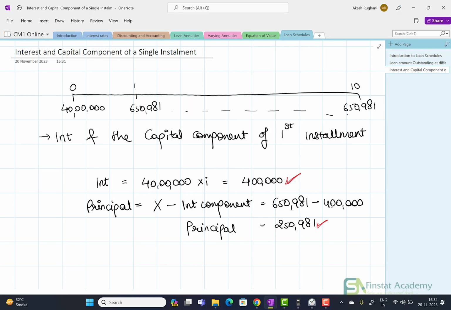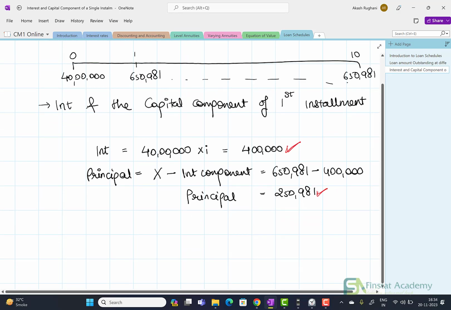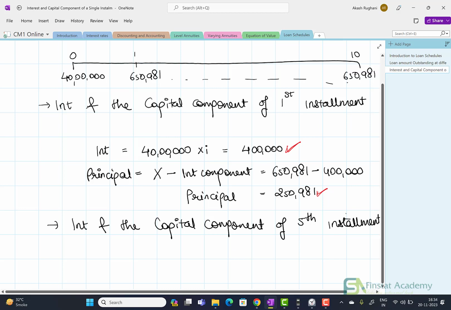Now, that was the first installment. My original question was the interest and the capital component of the fifth installment. So when the first was needed, I went to L0. This is L0, right? When the first was needed, I went to L0. So can I say when the fifth is needed, I will go to L4.